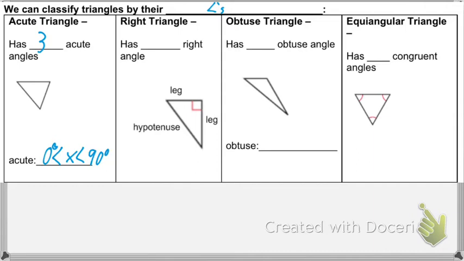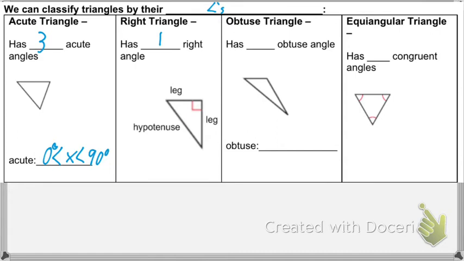A right triangle, okay, it's not just that it's correct, but it has 1 right angle. Now remind me, what's a right angle? It's 90 degrees. And we see here, is this even marked to be a right angle in the picture? Yeah, the little box tells us that's a right angle, okay?